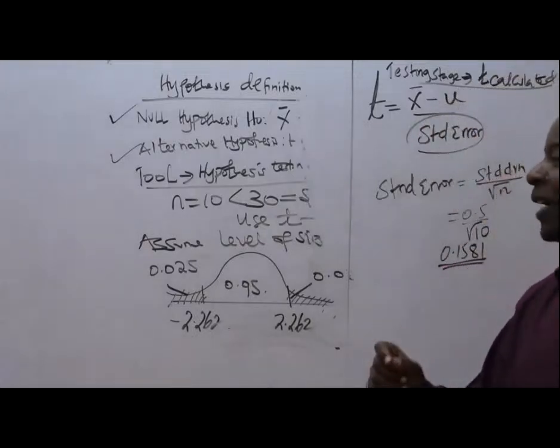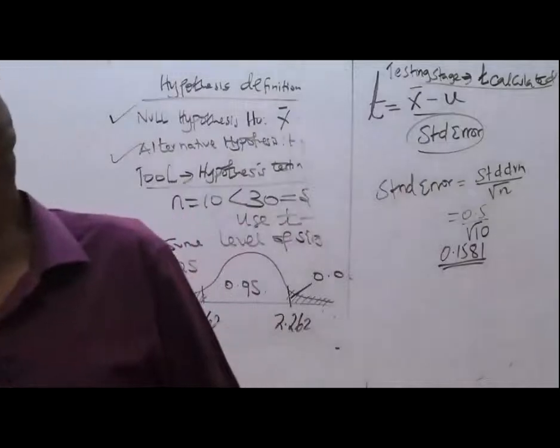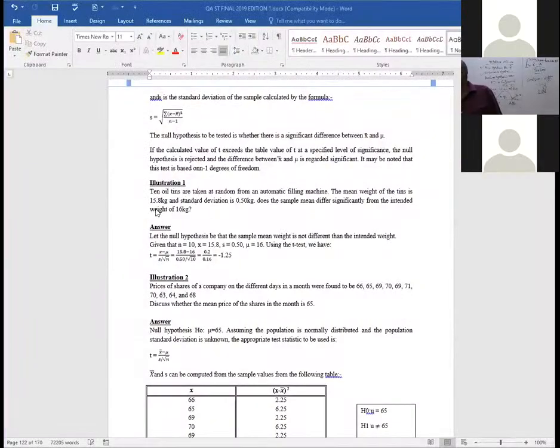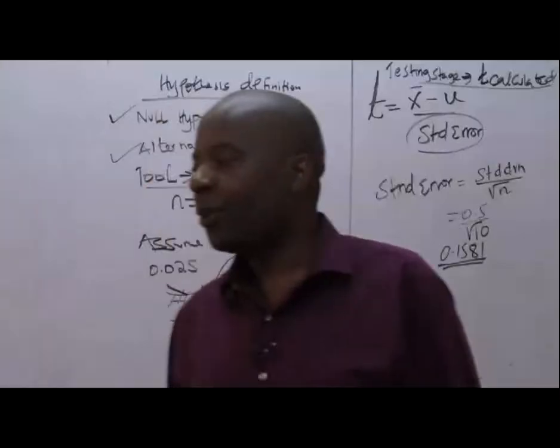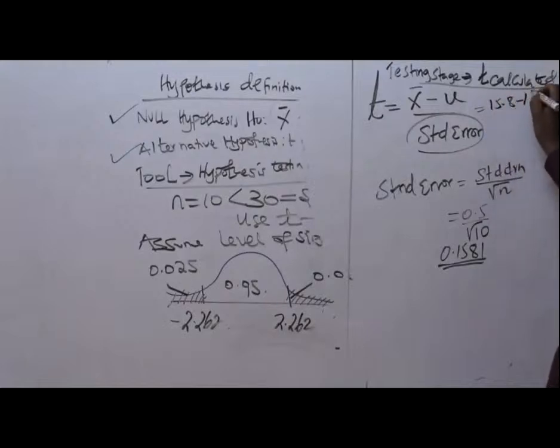So remember that X bar is what? X bar is the sample mean. I know I did not put the question up. The sample mean is 15.8. Remember we took these 10 oil tins and measured them, weighed them, and we got their average being 15.8, and the population mean is 16. Remember, mu means population mean. So we have 15.8 minus 16 all over the standard error of 0.1581.